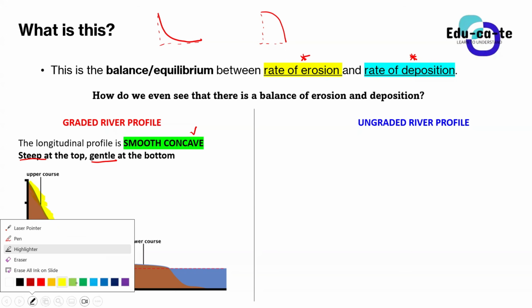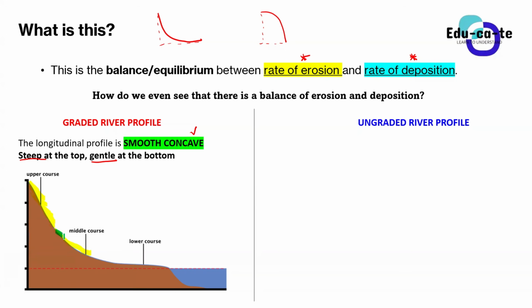It means that it will not be that steep. It will now start to become gentle. So at your middle course, your slope is becoming gentle. And then at the lower course, your slope is more like a flat slope. It is very, very gentle. So this is known as a smooth concave profile. This is a graded river profile.